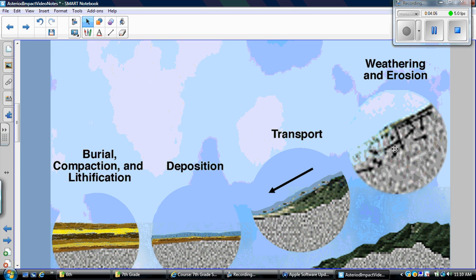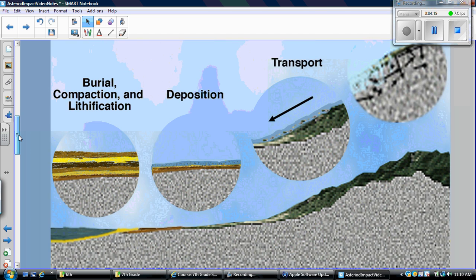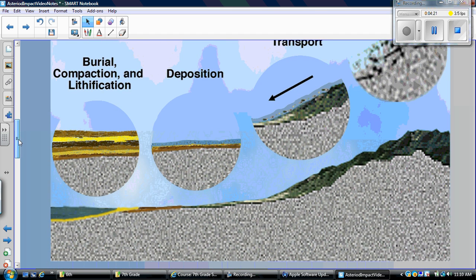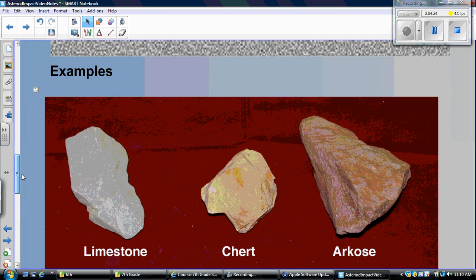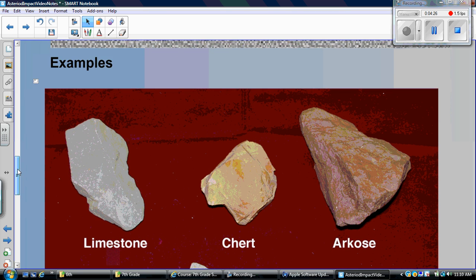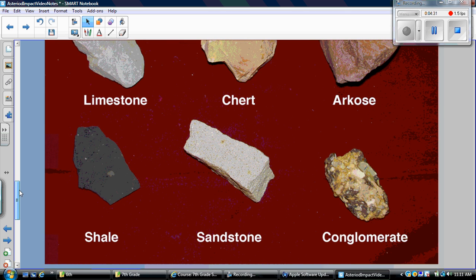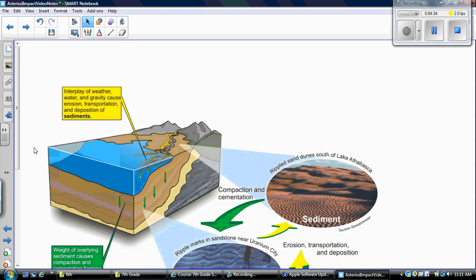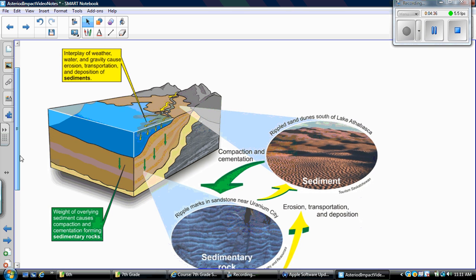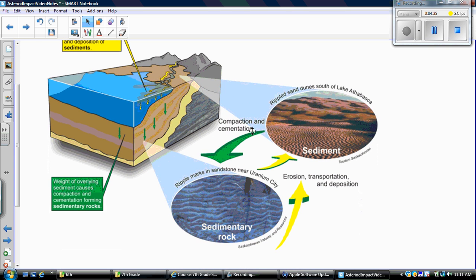So here we go. Weathering and erosion, breaking down sediments, moving those sediments. They get moved, they get deposited over time. Then they get compacted or buried, and that can form a sedimentary rock. Okay, these are some examples of sedimentary rock. Okay, this is just another diagram showing you sediments, compaction of sediments into a sedimentary rock.